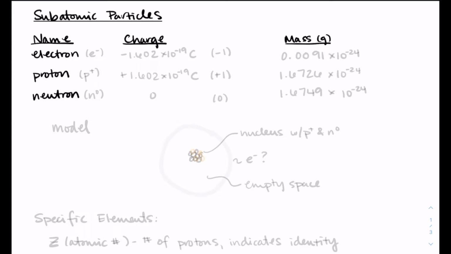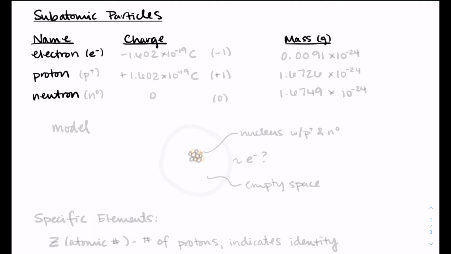So let's summarize these subatomic particles with their names, their charges, masses, and then where they live in an atom. So we have electrons, protons, and neutrons that we discussed in the previous videos with the experiments to discover these things. When we talk about electrons, we tend to abbreviate it as an E with a negative charge on it. So that's kind of a shorthand for electron.